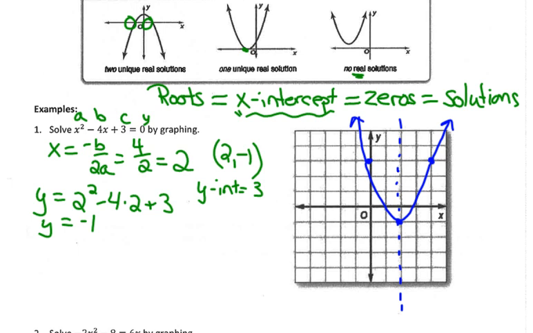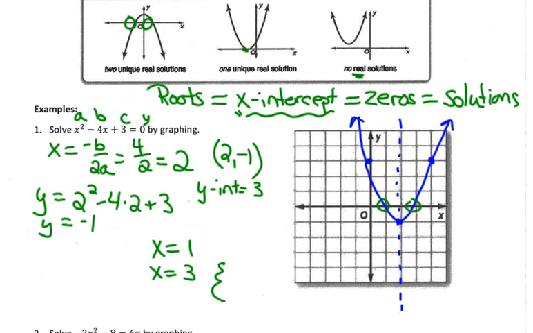And then what I'm going to do is I'm going to read, well, where is it intersecting the x-axis? What are my zeros? So that's the point (1, 0), right? So that would mean x has to be 1. And this is the point (3, 0), it crosses at 3, so x equals 3.